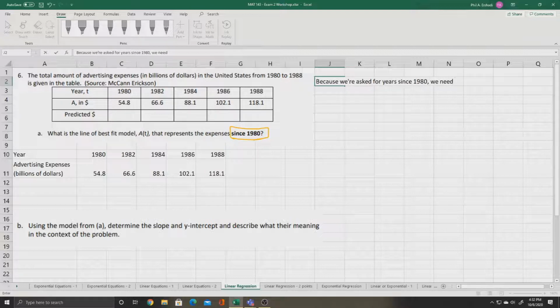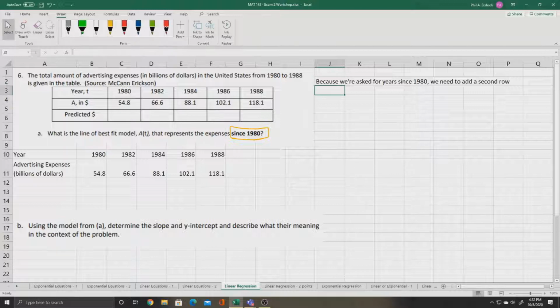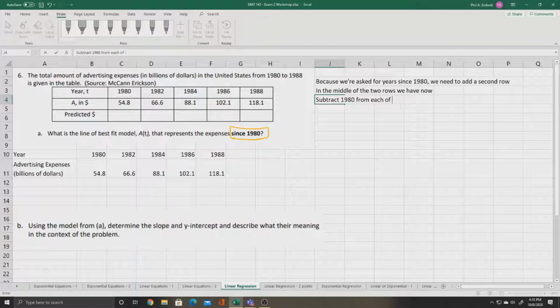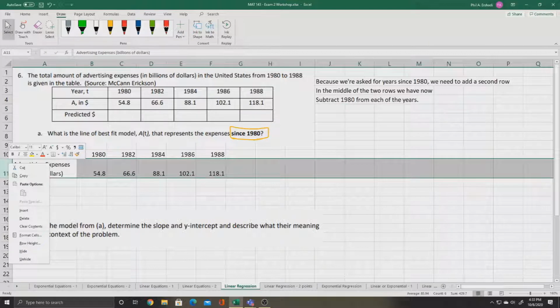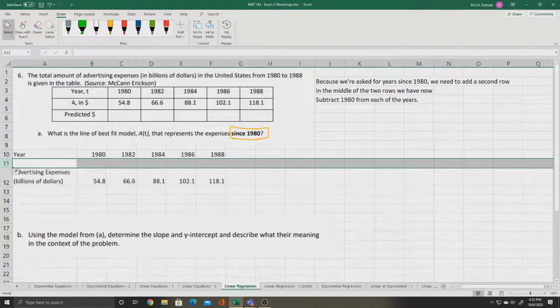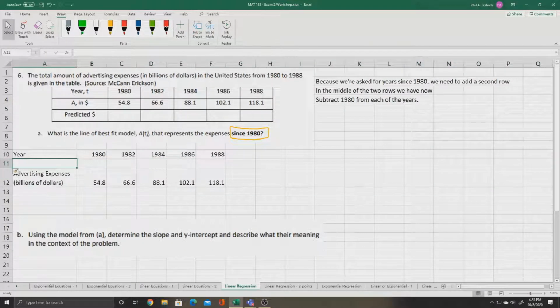The reason for that is because we are asked for years since 1980, we need to add a second row in the middle of the two rows we have now. And in that row, we are going to subtract 1980 from each of the years. So if you ever see the word since in the question statement, that's a clue that we must add a second row. So we will right-click on the second row and say Insert to put a new row in between.